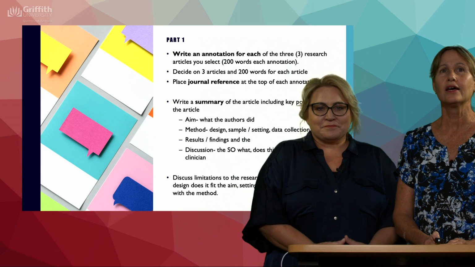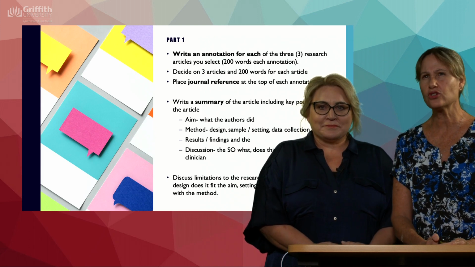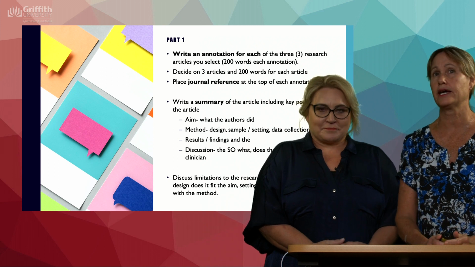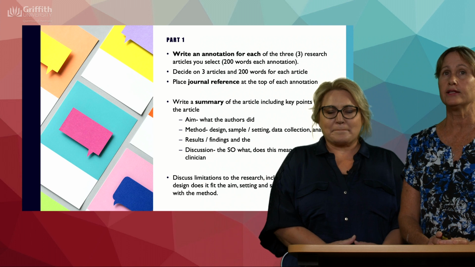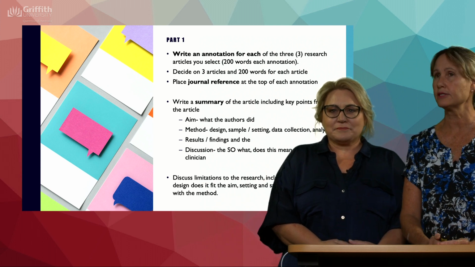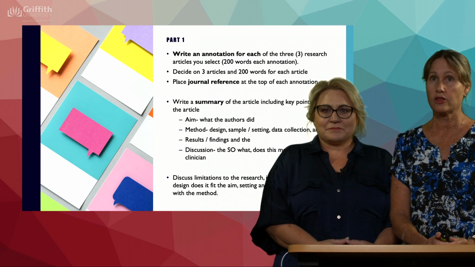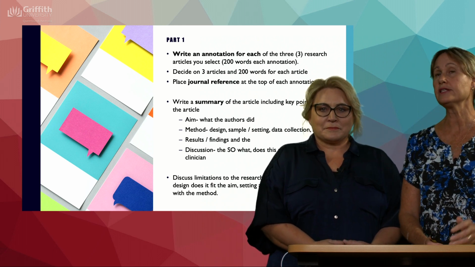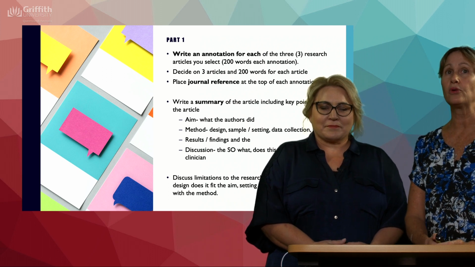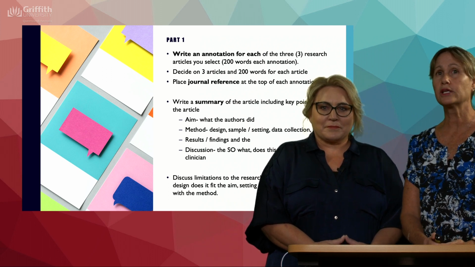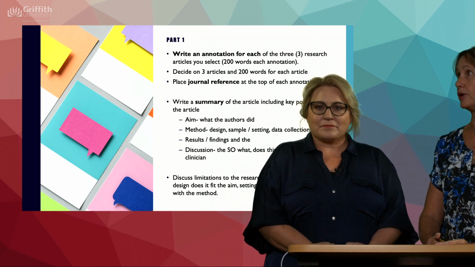Yeah. And so part 1 is really writing this annotation, and that's something that people have said, what is an annotation? An annotation is really just a summary. And so decide on your 3 articles, and it's 200 words for each article. So the first part is putting the reference of the article at the top. And so when we're looking at the summary of the article, what key points are expected that you might find in this summary?